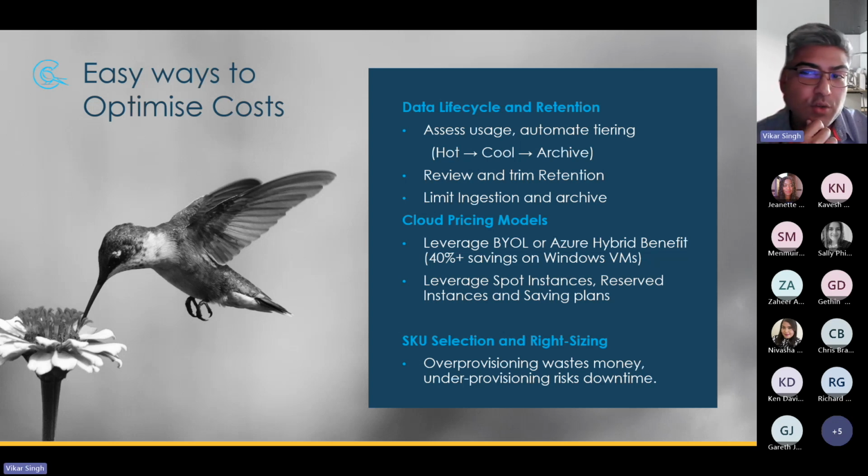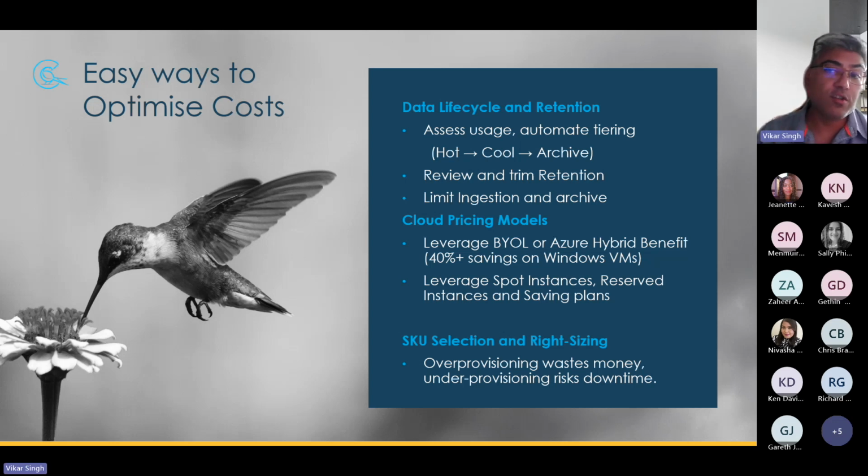Now, if we touch on the cloud pricing model, like I mentioned on my previous slide, if we look at the Windows licensing or third-party licensing, by just leveraging hybrid benefits, we can save up to 40% on our VMs. So if we aren't using these license benefits, we are really missing out, and it's costing us a fortune every single month. So again, it's really important to audit and see if you are eligible for these benefits, and it pays off in the long run.